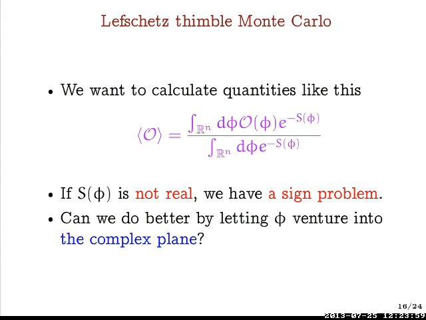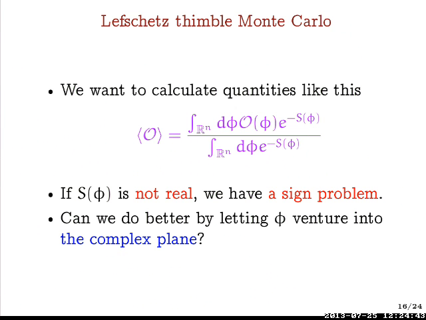So this is a completely different Monte Carlo method. Forget about configuration interaction Monte Carlo. Here, what we want to do is calculate quantities like this. This is the expectation value of an observable. You have some sort of an action, which depends on some fields, and you want to calculate an integral like this. For example, if you use auxiliary field Monte Carlo in many body theory, you will land up with integrals like this. And if this S is not real, then we'll have a sign problem.